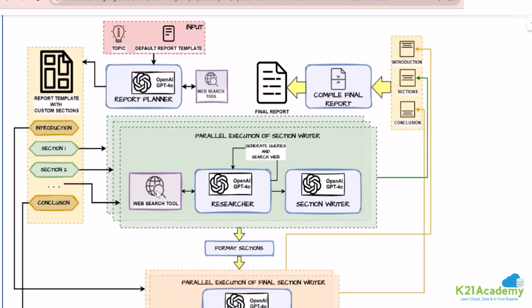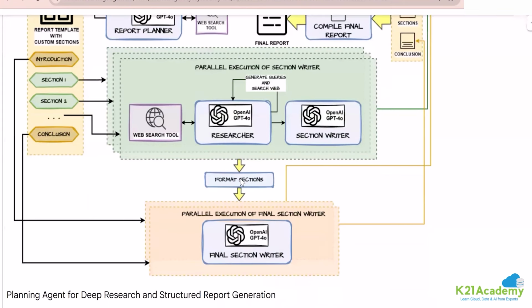Basically, the web search will be used by your researcher to search for the topic content. Then this will generate some queries. These queries will be searched and all that. And once finally all the answers to those queries are there, the section writer agent will actually write and append it to the sections part. Or it will give all the output to the format sections, you can say.